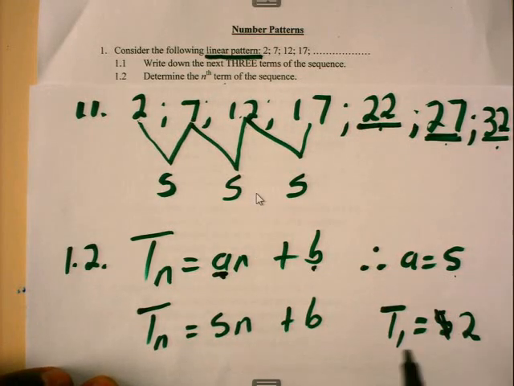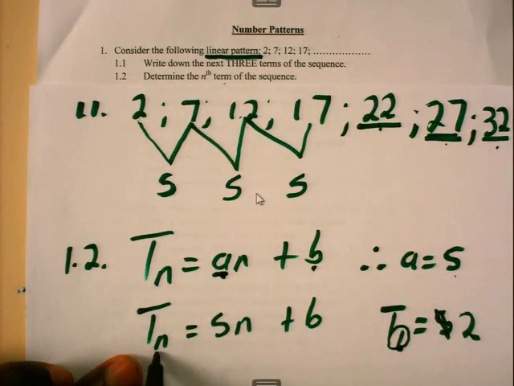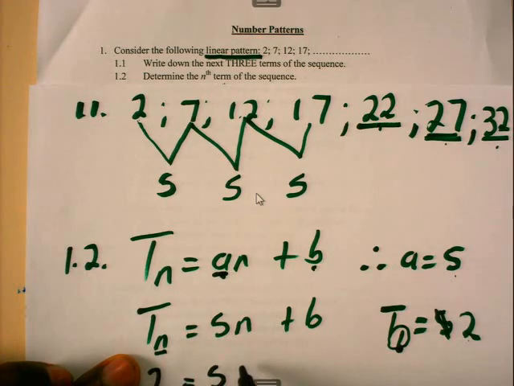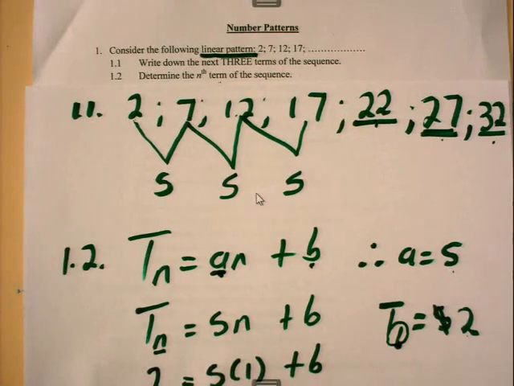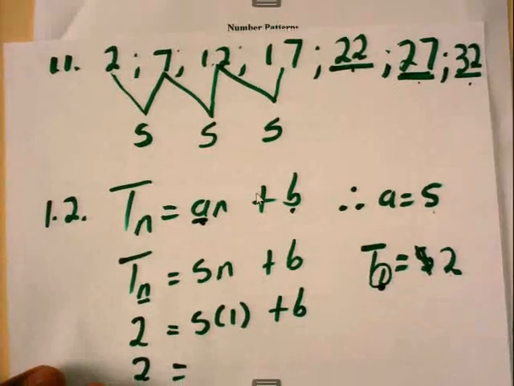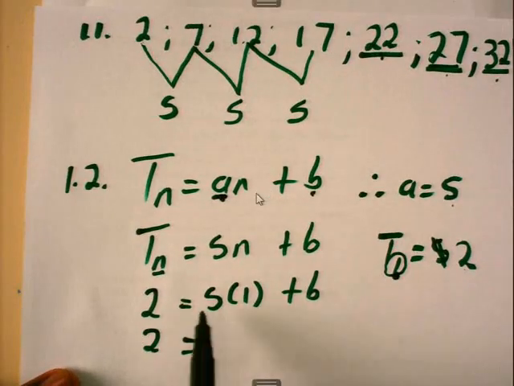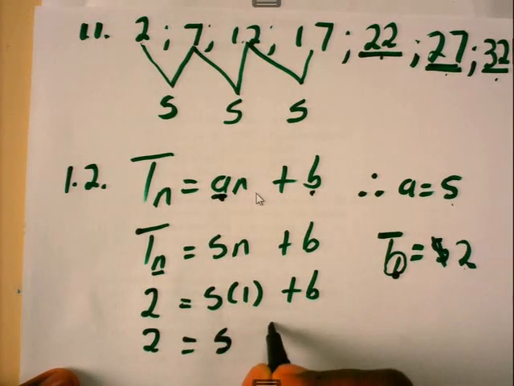So we substitute n by 1. Remember, Tn is the nth term. So T1 is 2, meaning that we substitute n by 1. Term number 1 is 2. 5, substituting n by 1, plus b. Now we determine the value of b. We've got 2. 5 multiplied by 1 gives us 5 plus b.